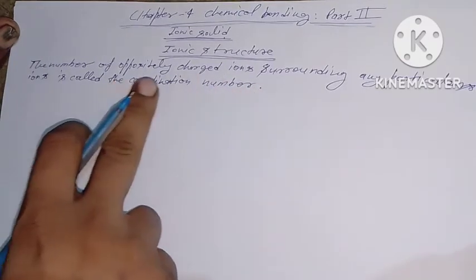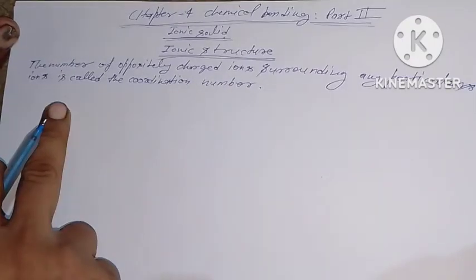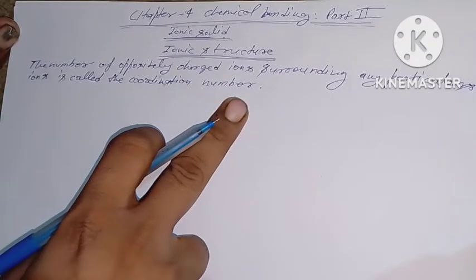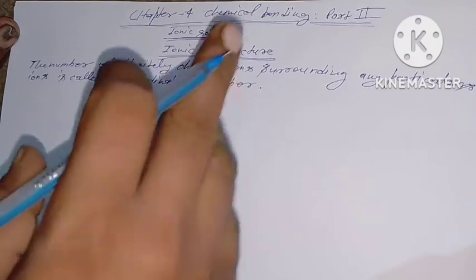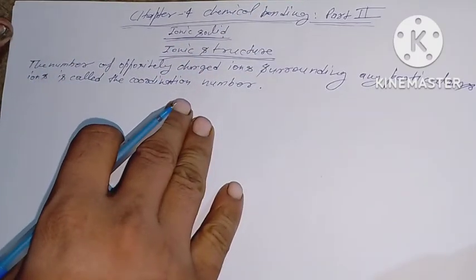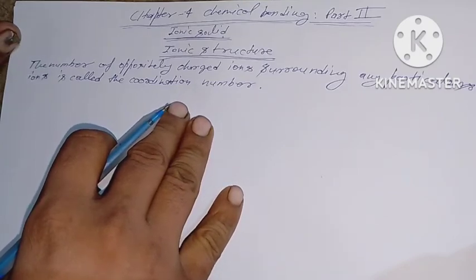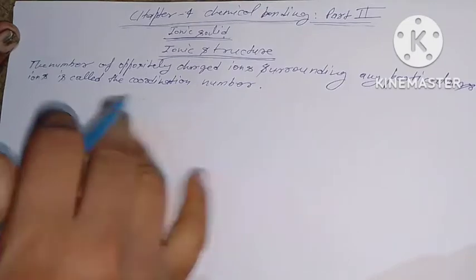The number of oppositely charged ions surrounding any particular ion is called the coordination number. Positive and negative ions have the same coordination number when ionic solids contain an equal number of both types of ions, as in NaCl.